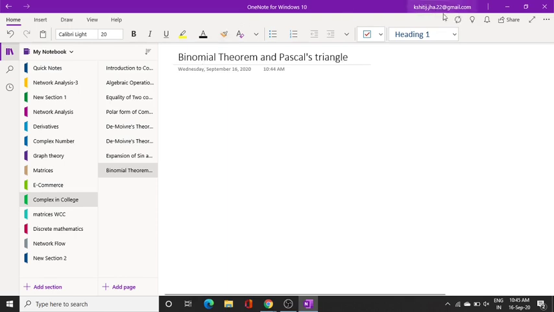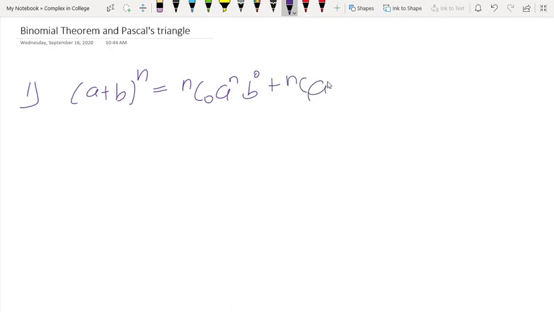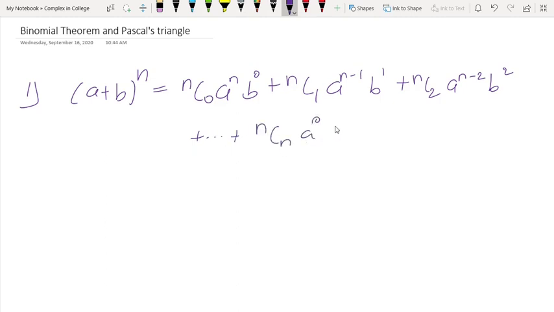The binomial theorem is remembered by most. So let's try the first formula for the binomial. a plus b raised to n is equal to nC0 a raised to n b raised to 0, plus nC1 a raised to n minus 1 b raised to 1, where C stands for combination, plus nC2 a raised to n minus 2 b squared and so on. The last term would be nCn a raised to 0 b raised to n. This is our binomial expansion. Write this along with me, and then when we go to the problem it will be easy to understand.